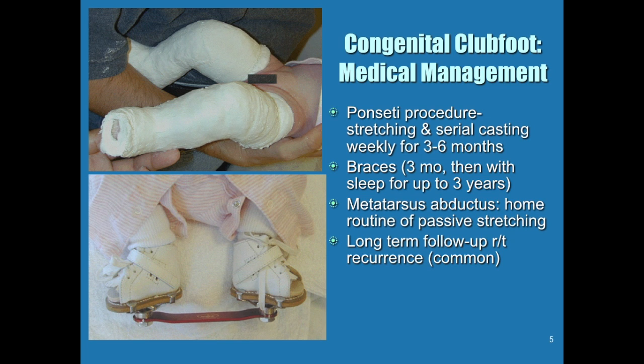When the child is out of the cast and into the braces, the parents are going to be taught how to do the passive range of motion so that it continues to stretch those muscles. It's like home physical therapy. They'll be seen by orthopedics for a long time until ortho says this child is completely good to go.